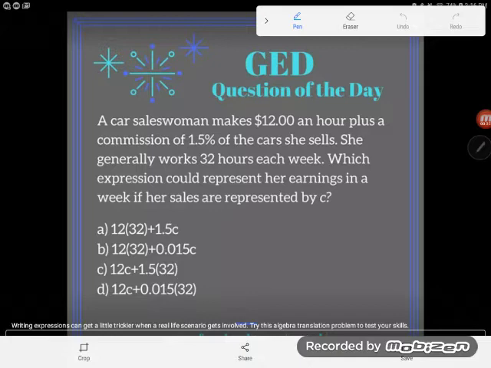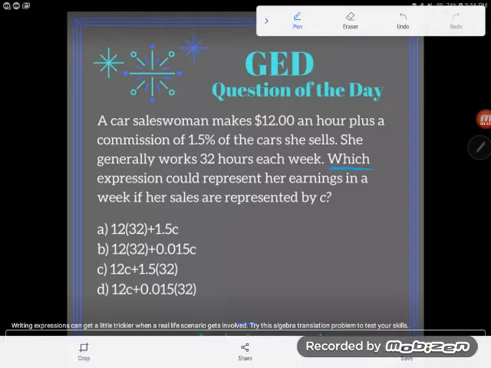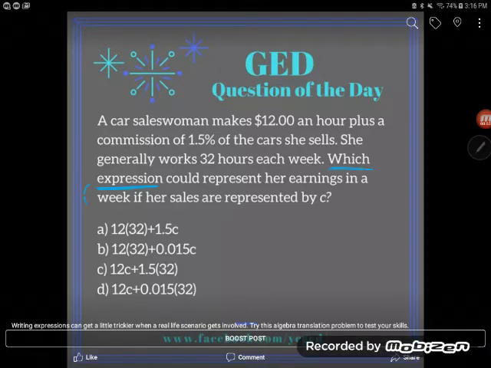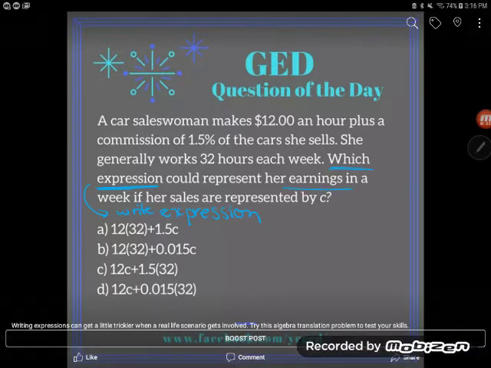So, what are they asking me to do here? Well, that's what I always like to do at first, is to focus on where I'm going. What's my question? What are they asking me to find? So they're asking me which expression. So they'd like me to write an expression. Now, what do they want this expression to represent? They want which expression could represent her earnings in a week. So how much she makes in a week.